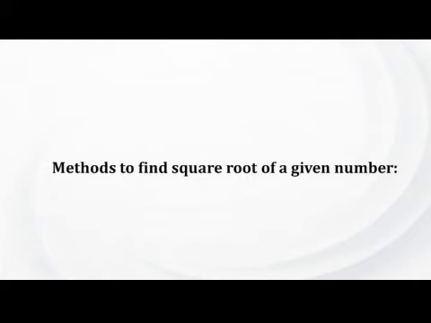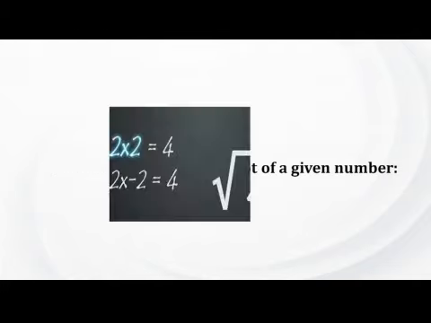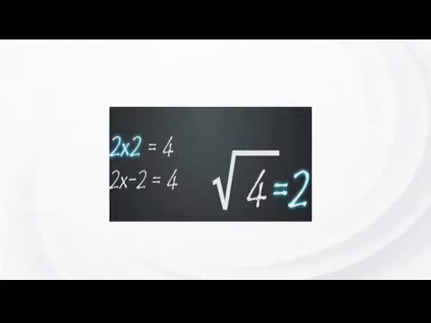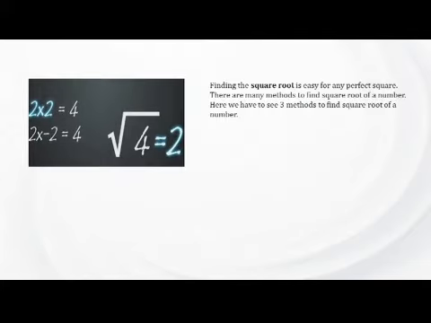Methods to find square root of a given number. Finding the square root is easy for any perfect square. There are many methods to find the square root of a number. Here we are going to see three methods. The first one is the repeated subtraction method. The second one is the prime factorization method, and the third one is the long division method. We will see all three methods one by one.